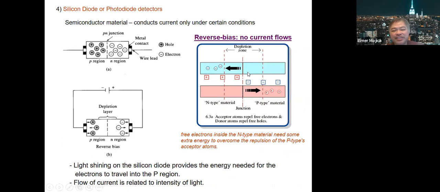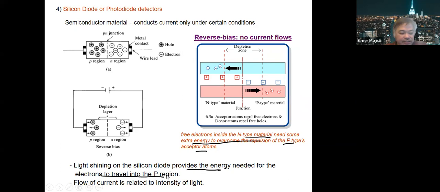And then we have the photodiode detector, or usually the silicon diode. So here, you have a semiconductor, usually silicon, that conducts current only under certain conditions. Having this semiconductor, meron tayong positive and negative junction that we have there. Okay, so the free electrons inside the n-type material need some extra energy to overcome the repulsion of the p-type acceptor atom. So you have a light shining on the silicon diode. It provides the energy needed for the electrons to travel into the p region. And the flow of current is related to intensity of the light.